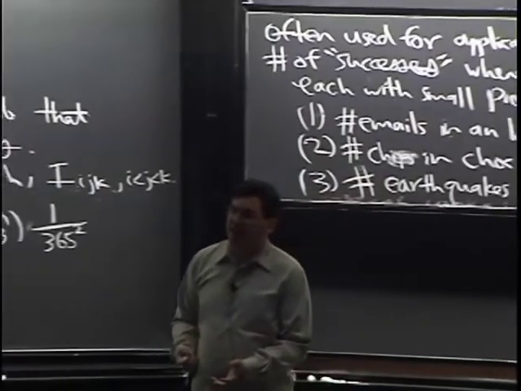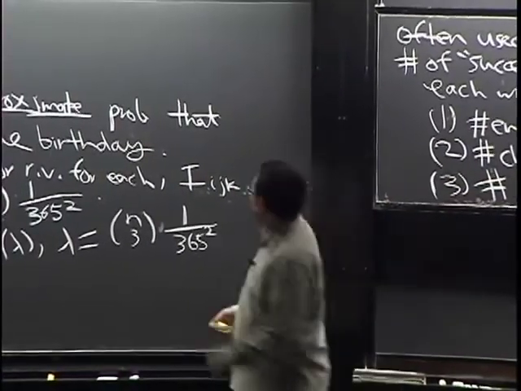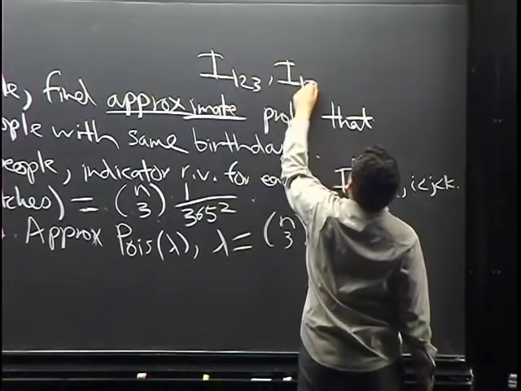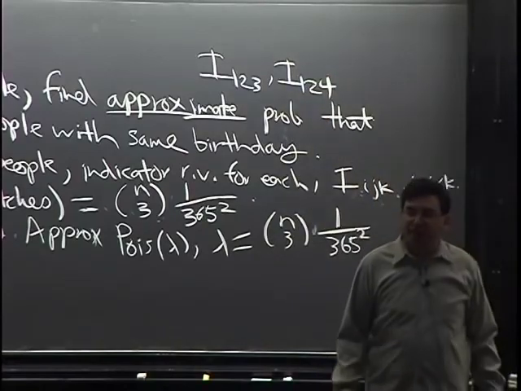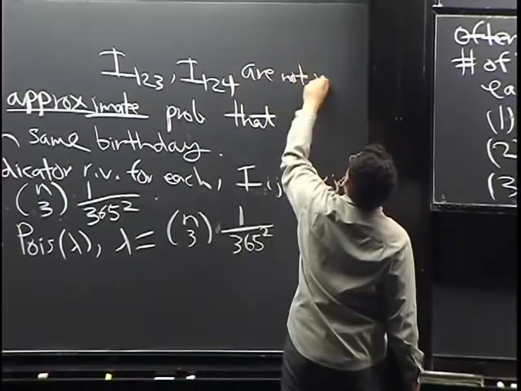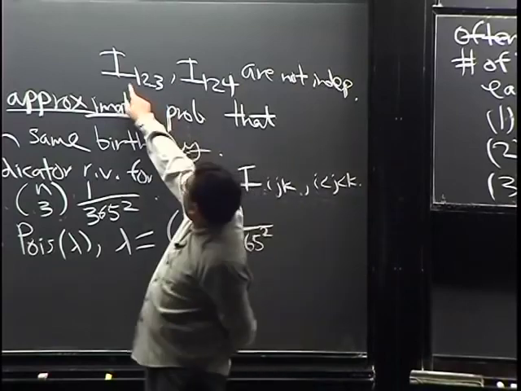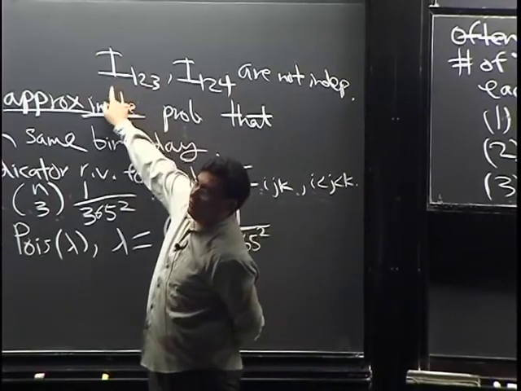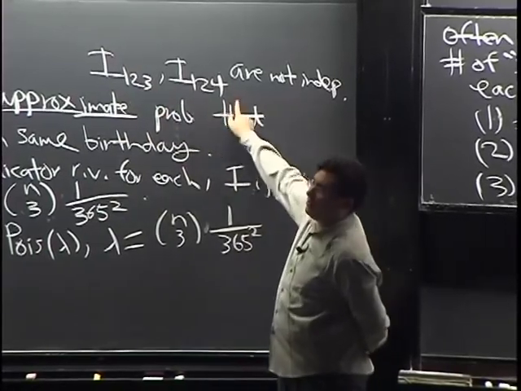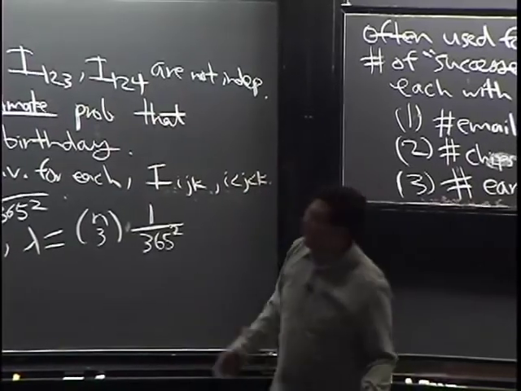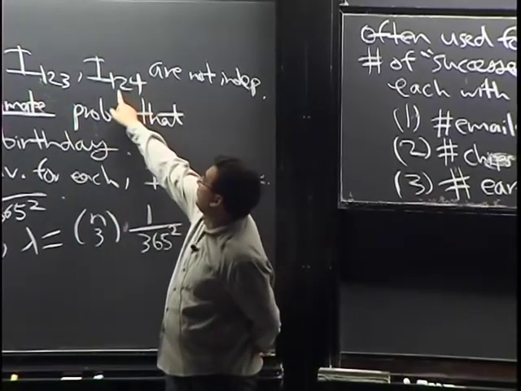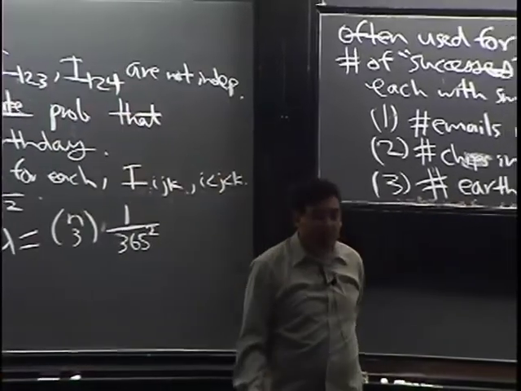Well, we don't exactly have independence here because, for example, I123 and I124 are not independent, because if this event occurs, that is, if this equals 1, it means the first 3 people all have the same birthday. And now I want to know whether people 1, 2, and 4 have the same birthday. Oh, we just kind of got a head start there. We already knew that if this indicator equals 1, then we're already kind of partway there. So they're not completely independent.